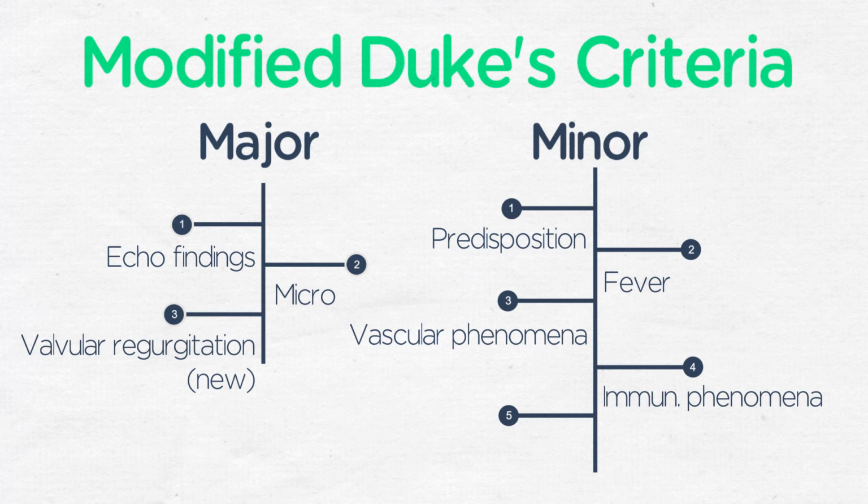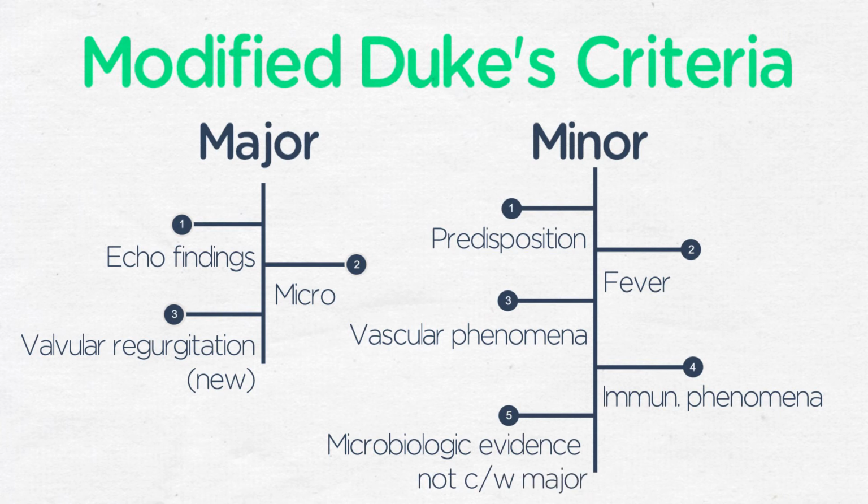And number 5, microbiologic evidence of infection that is not consistent with one of the major criteria. So for example, a positive culture on one occasion, and then the patient gets treated with antibiotics and there are no subsequent cultures.